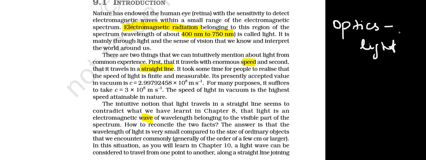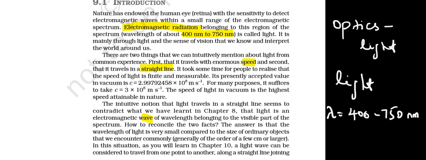to detect only a small range of the electromagnetic spectrum. Basically the electromagnetic spectrum consists of X-rays, gamma rays, visible light, and so many categories. But our human eye can detect only a small range of the electromagnetic spectrum, that is nothing but the visible light, or simply I call it light. So what is the wavelength of the light that is visible to us? The visible light category is 400 to 750 nanometer. This is the wavelength range our eyes can detect easily.